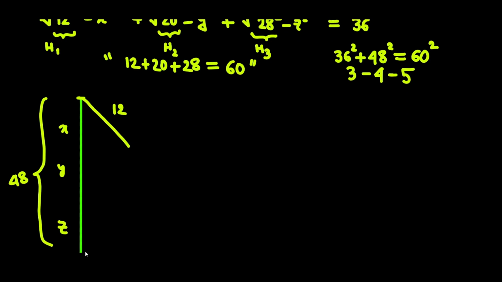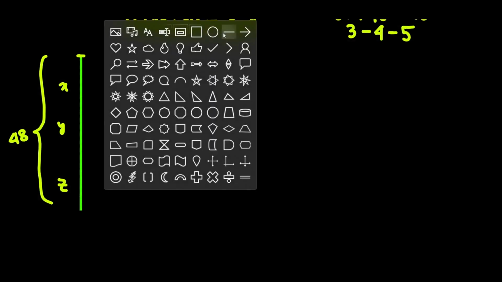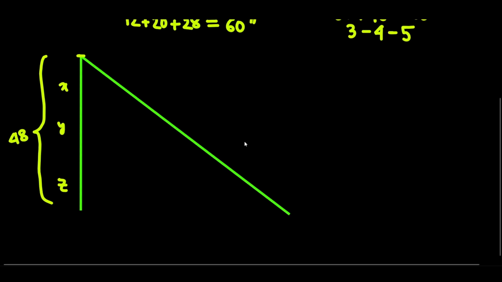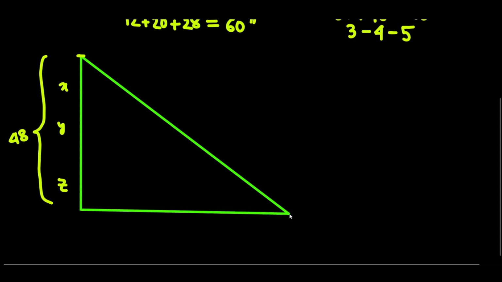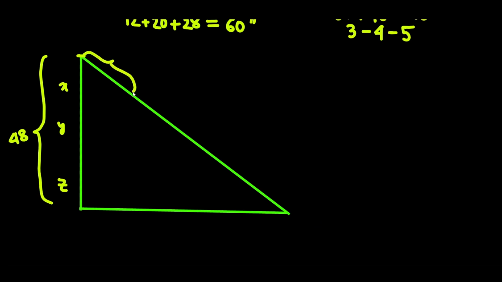Let me give you a clearer picture. Let's say we have a hypotenuse of 60. Okay, this is 60. Then we would have had a base of 36. Okay, so how does that help? Let's say this part, some part of this is 12, some part of this is 20, and some part of this is 28. So this is the part.